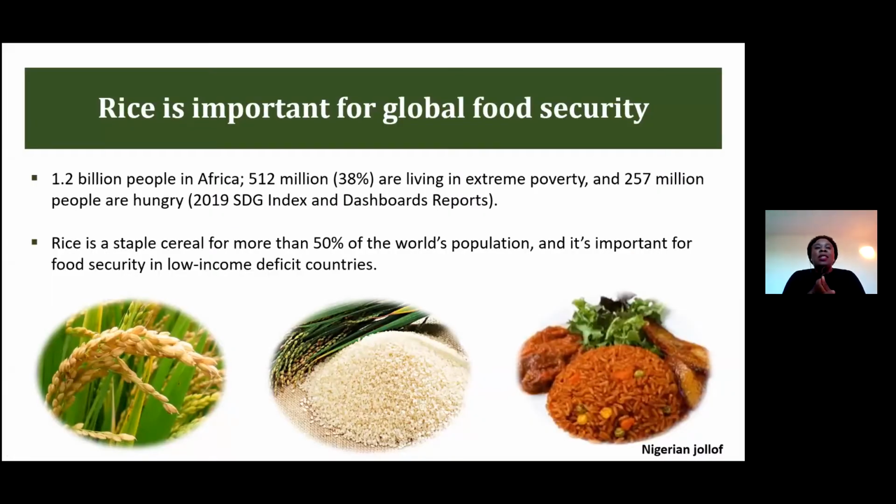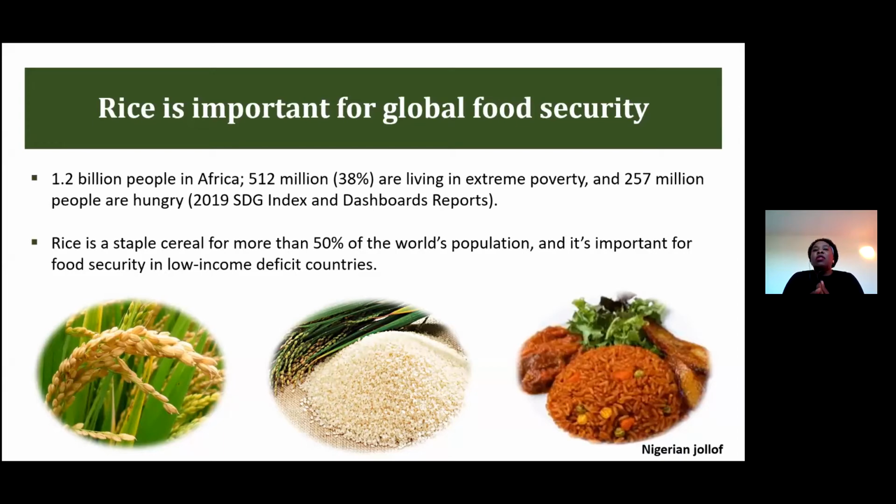Okay, so why rice? I chose to study rice because rice is important for global food security. I am originally from Nigeria, and in Africa, rice has become a major staple across Africa, unlike how it used to be. There are currently about 1.2 billion people in Africa, and this population is expected to double to 2.4 billion people by 2050. And what this means is that there'll be more mouths to be fed, and a lot of people will be looking for food to eat.